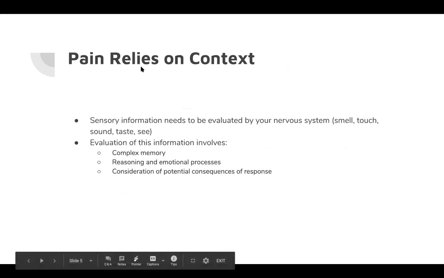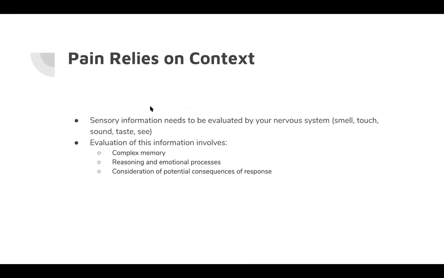So pain relies on context. He mentioned that in his paraphrase. The sensory information needs to be evaluated by your central nervous system. That sensory information can be smell, touch, sound, taste, and vision, what you see. And then your brain evaluates this information, and the evaluation involves complex memory, reasoning, emotional processes, and a consideration of potential consequences of the response.